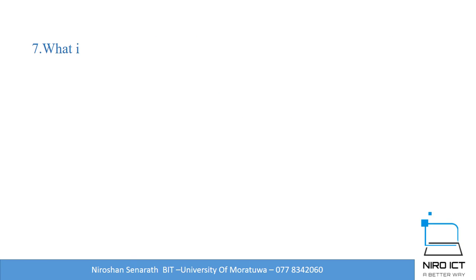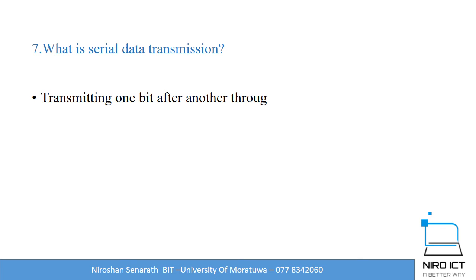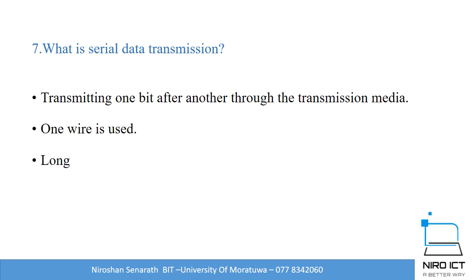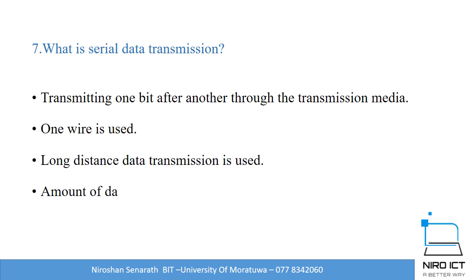Let's see what serial data transmission is. Serial data transmission means transmitting one bit after another through the transmission media. One wire is used there. Long distance data transmission is used actually. The amount of data transmission is relatively small.